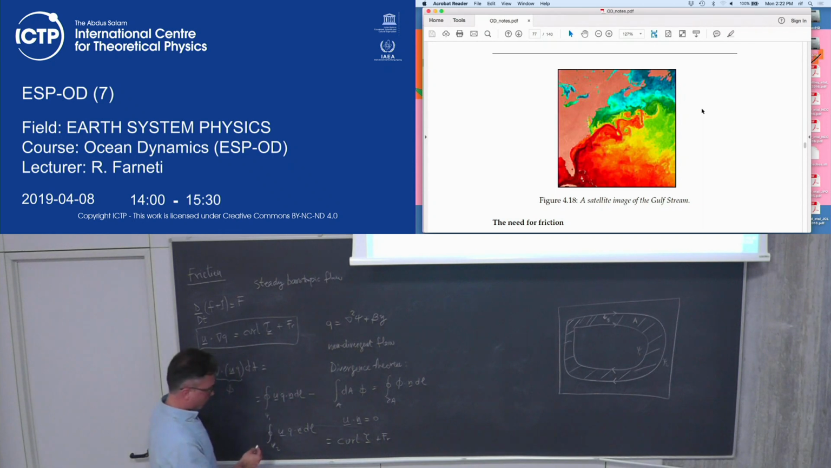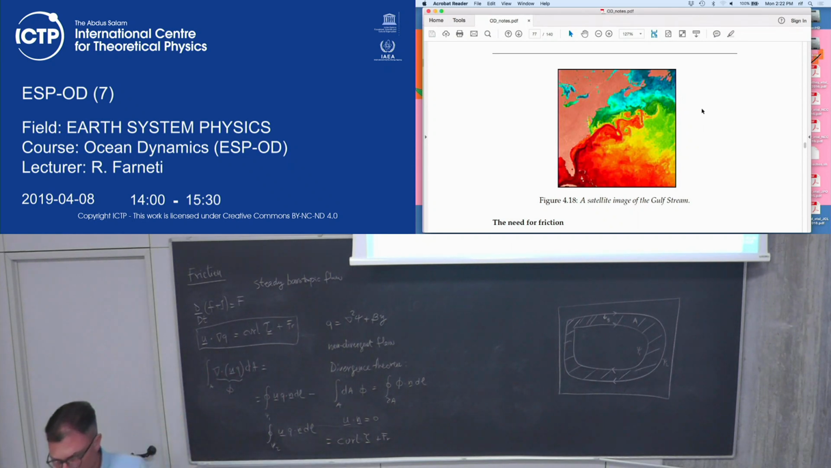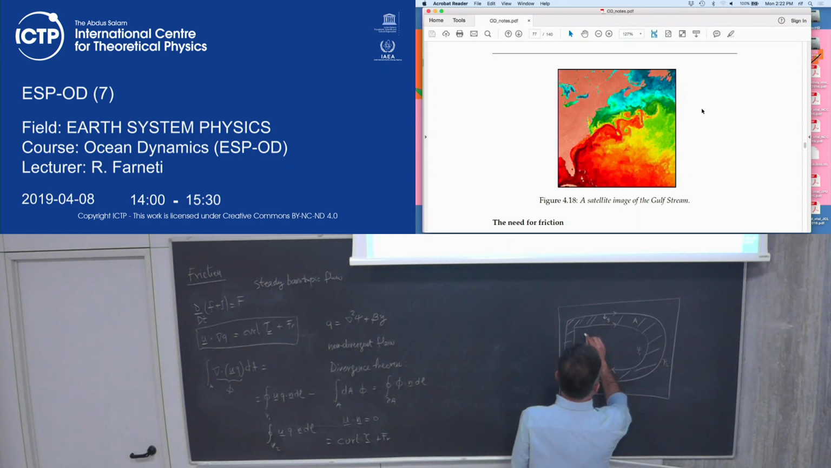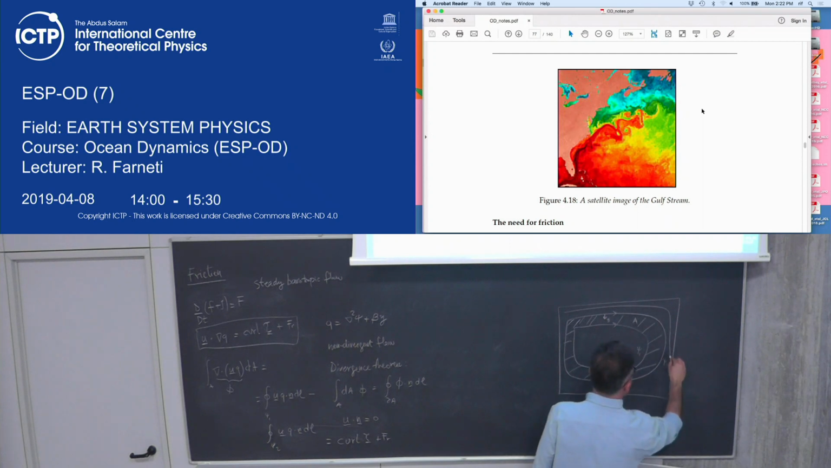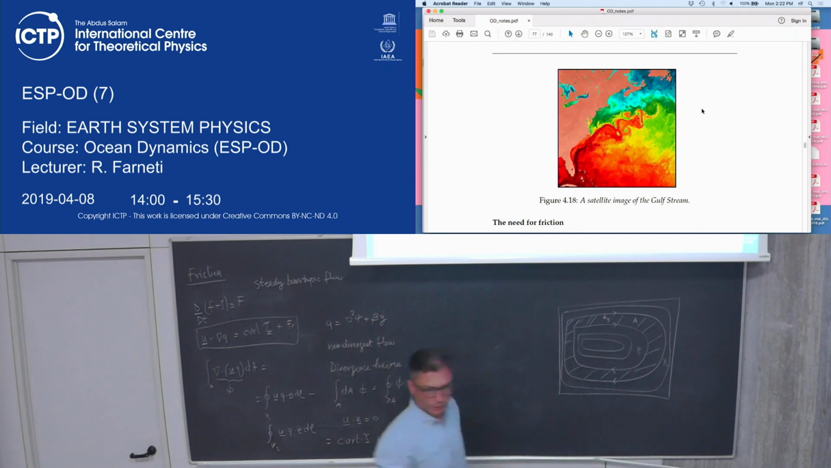So the only way to make the left-hand side 0 is that these two balance each other. Okay. And the curl of tau, we said that doesn't have to be 0. So now you can take these streamlines, whatever streamlines you wish. You can pick any streamline and do the same exercise, integrate over the area bounded by two streamlines. You can put them close together, you can put them far apart. The result is going to be the same.